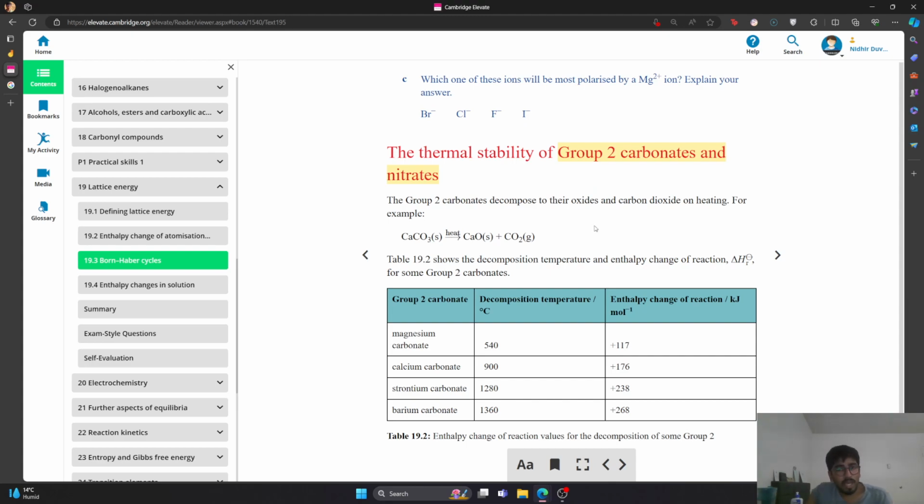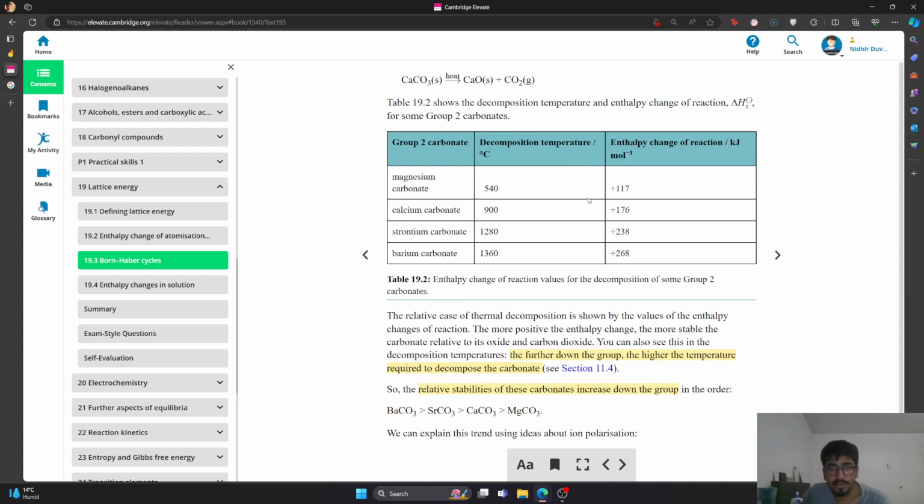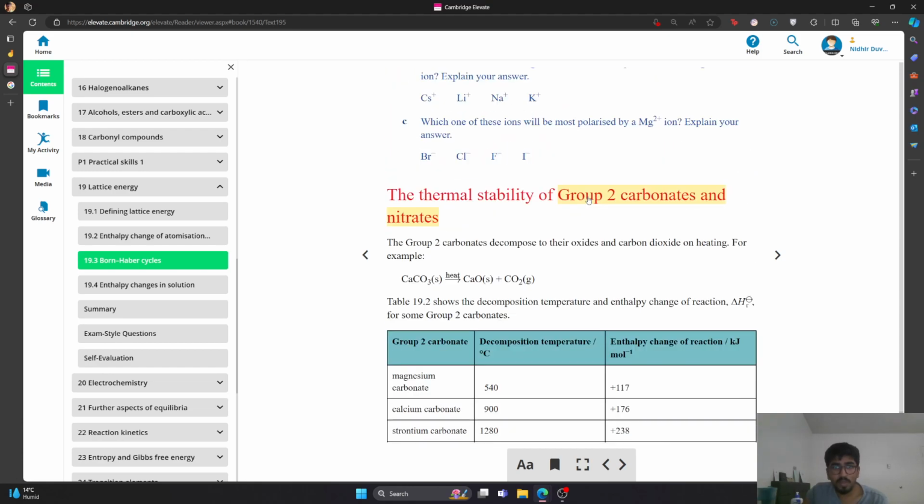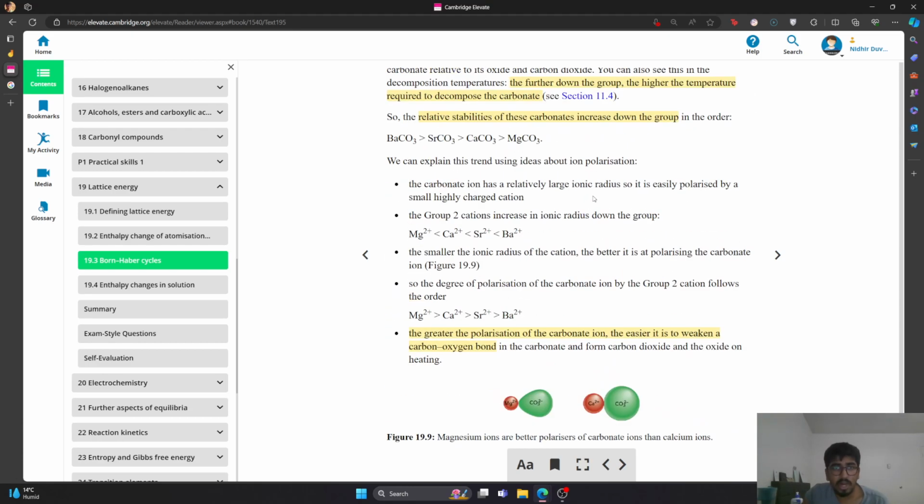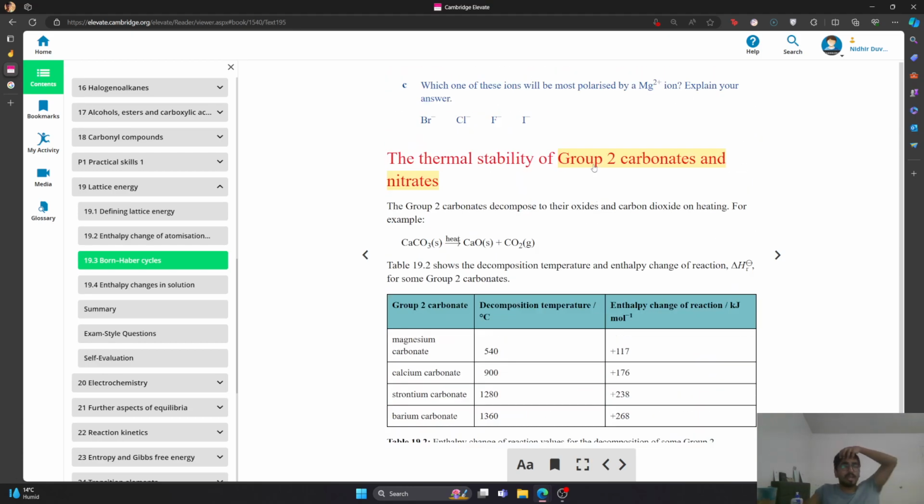Okay. So the last thing that they talk about here is the thermal stability of carbonates. This is a little bit of a deviation, so let's start afresh. We are going to talk about group 2 carbonates and nitrates and their thermal stability. This is a little bit of a digression, but we'll do it now and come back to our main topic of discussion.